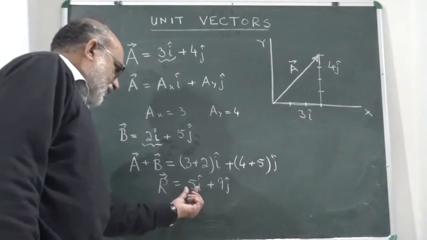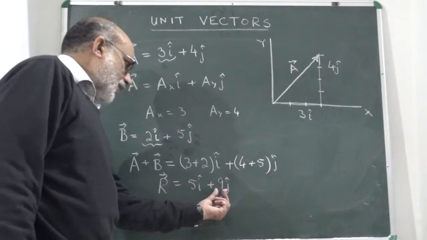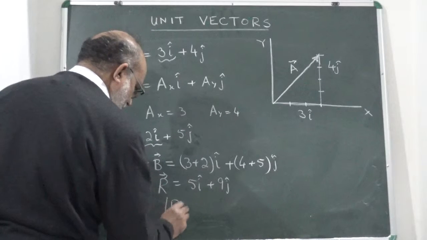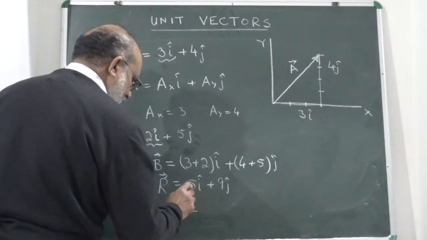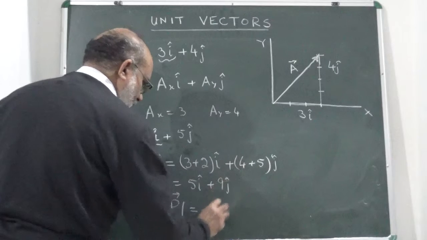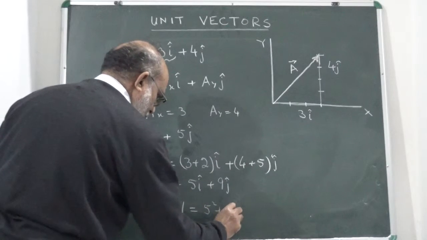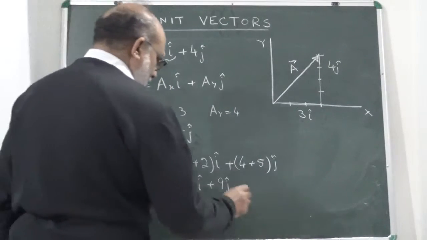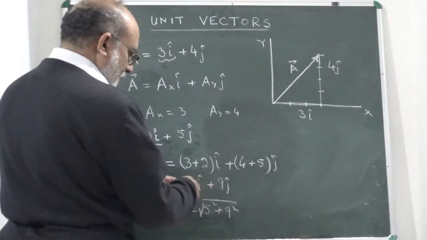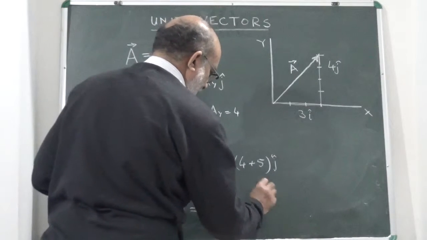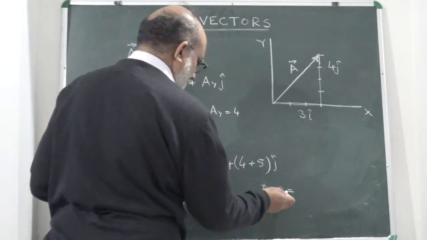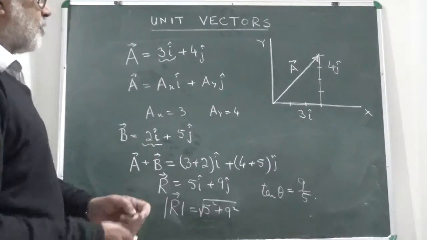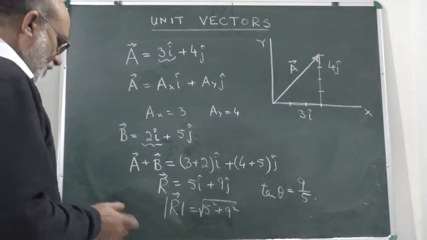The x component of the resultant is 5 and the y component is 9. So if you want the magnitude of R, all you have to do is take rx square plus ry square under root, so it's 5 square plus 9 square under root. And the direction is given by ry by rx, so if the angle is theta, tan theta is 9 by 5. In this way we do the addition of vectors.